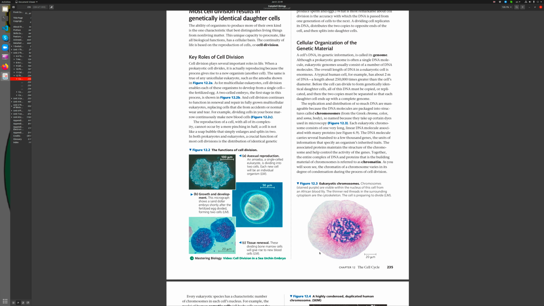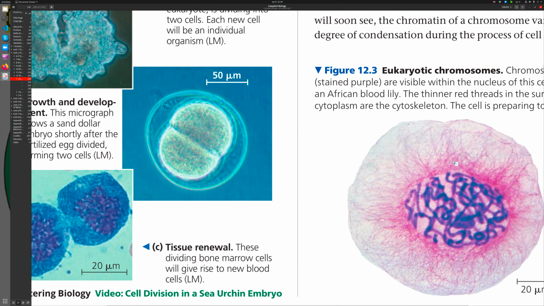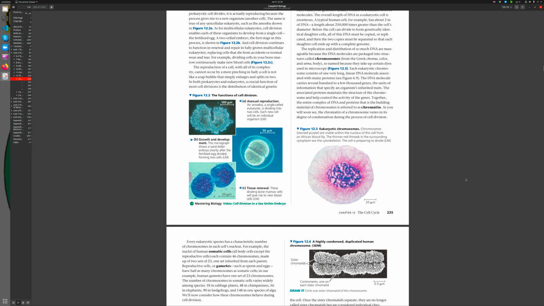And here you see eukaryotic chromosomes, which are visible within the nucleus of the cell, and the thinner red thread, the cytoskeleton. It's preparing to divide. It's almost at that point of division.